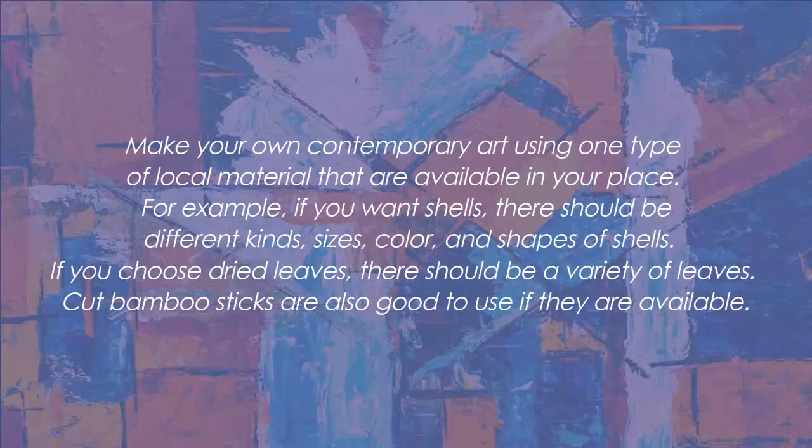Make your own contemporary art using one type of local material that is available in your place. For example, if you want shells, there should be different kinds, sizes, colors, and shapes of shells. If you choose dried leaves, there should be a variety of leaves. Cut bamboo sticks are also good to use if they are available. I am excited to check your output.